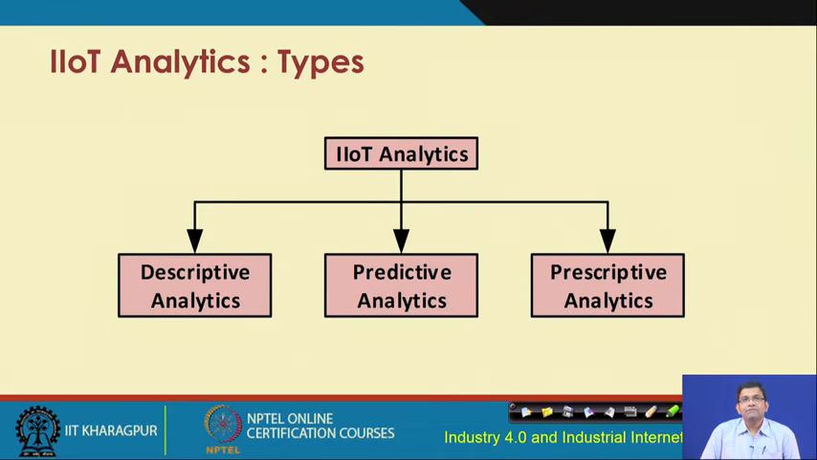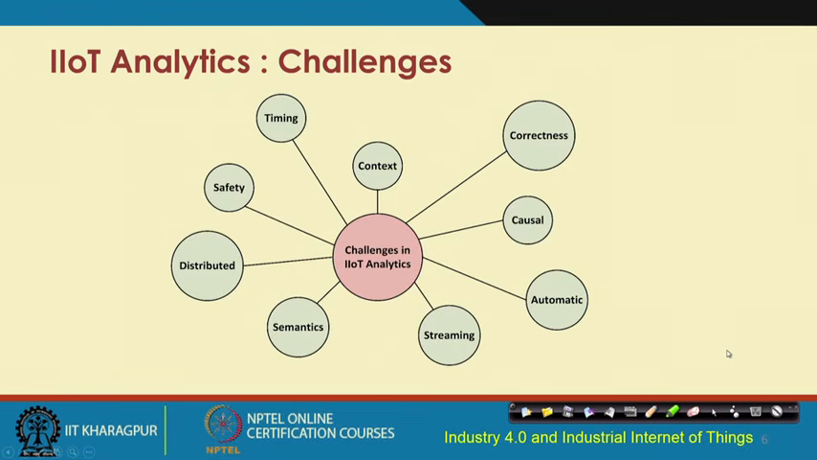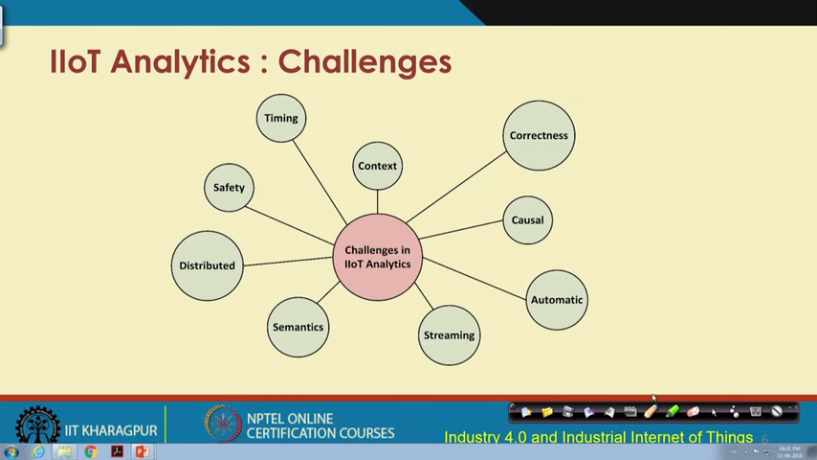So, these are the different types of analytics that could be used in an IIoT scenario. There are different challenges in implementing analytics in an industrial scenario. Here are some of these challenges that are mentioned. I would start with the first one, which is correctness.